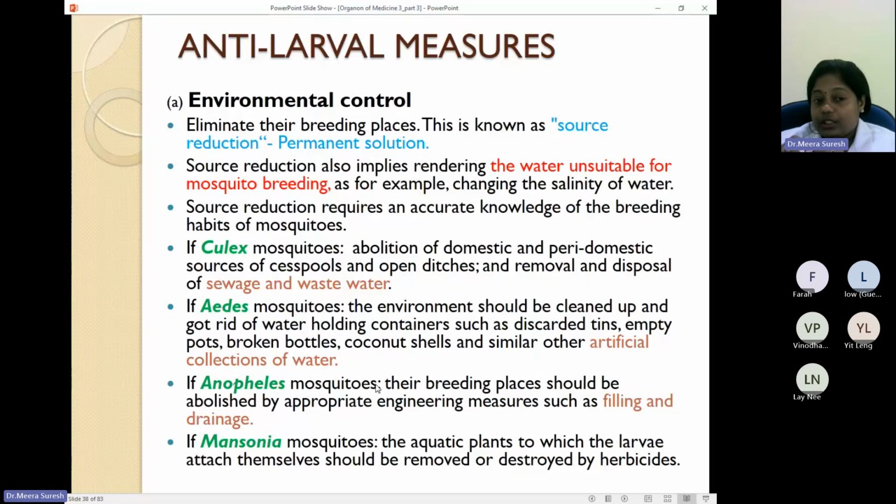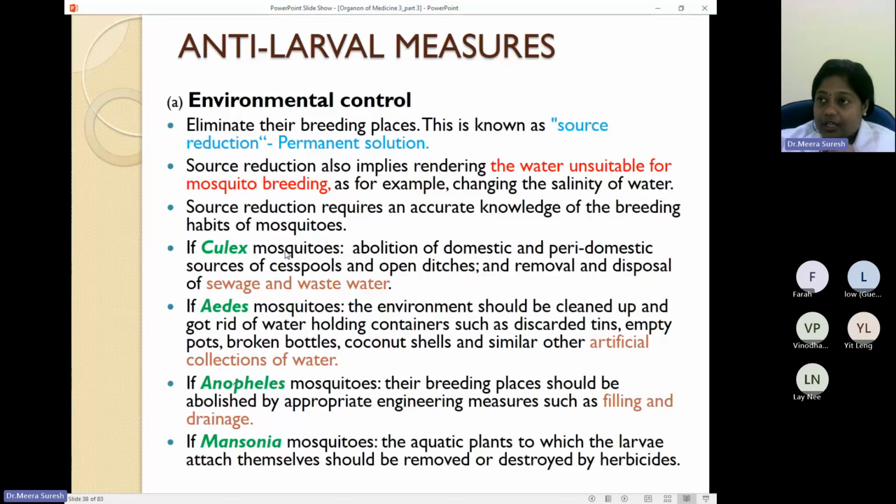For this, we need to know the breeding habits of mosquitoes. Luckily, the four mosquito species that we learned all have specific affinity for special types of breeding places. All of these are seen in water itself, but the type of water pool in which they are seen is very species specific. So the Culex mosquito, one of the most important for the spread of filariasis, is usually seen in dirty water, in sewage, wastewater, septic tanks, and dirty ditch water.